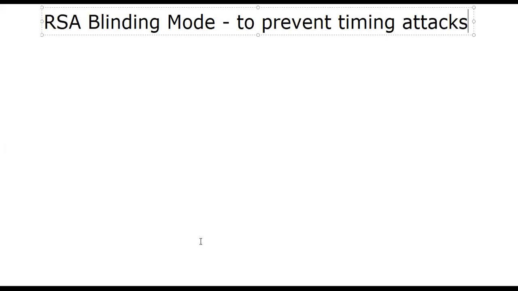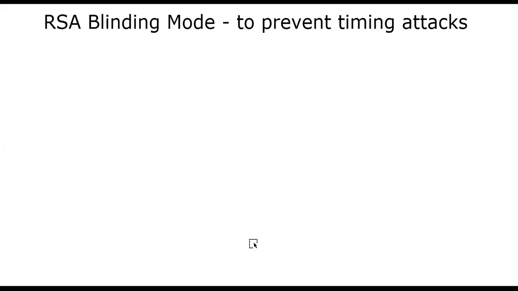Hello, welcome back. In this segment, I'm going to show you how the RSA blinding mode works. This mode is necessary to prevent timing attacks. In the past, we have seen how RSA works, so I will quickly summarize the formula, the model, and show you how we can introduce so-called blinding inside of the existing model. Okay.